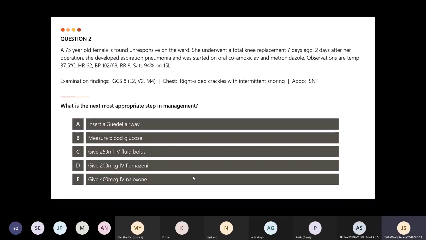Cool. So next question. This is a 75-year-old female who's found unresponsive on the ward. She underwent a total knee replacement 7 days ago. 2 days after her operation, she developed aspiration pneumonia and was started on oral co-amoxiclav and metronidazole. Her observations are temperature 37.5, heart rate 62, blood pressure 102/68, respiratory rate 8, and SATs 94% on 15 litres. Examination findings: GCS 8, chest right-sided crackles with intermittent snoring, and abdomen is soft and non-tender. And what is the next most appropriate step in management?